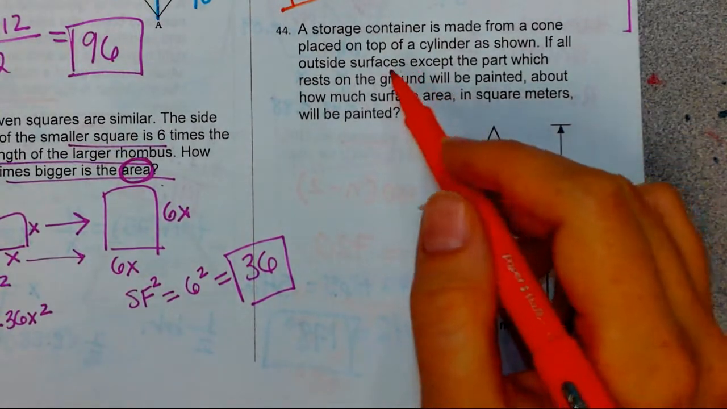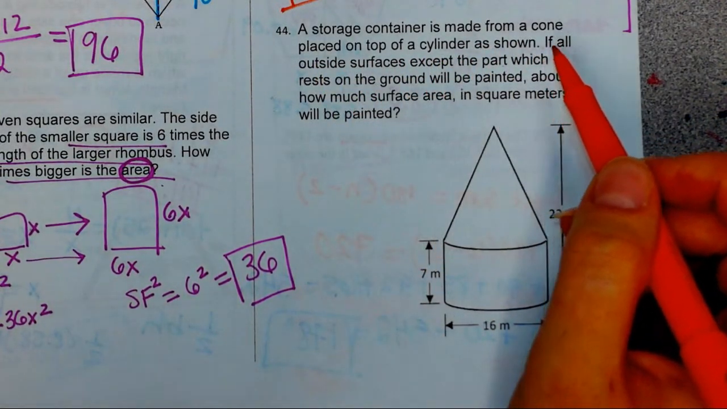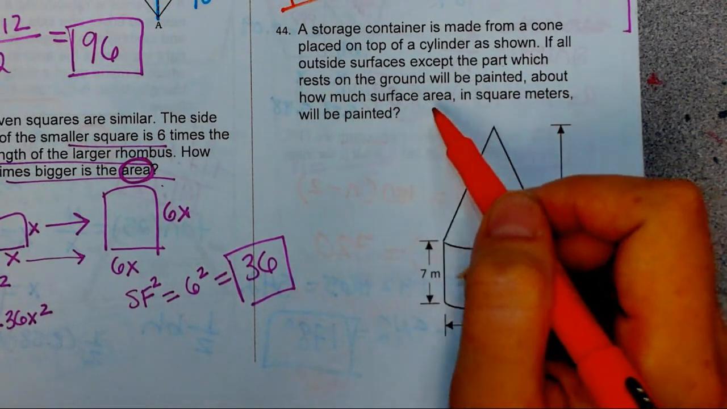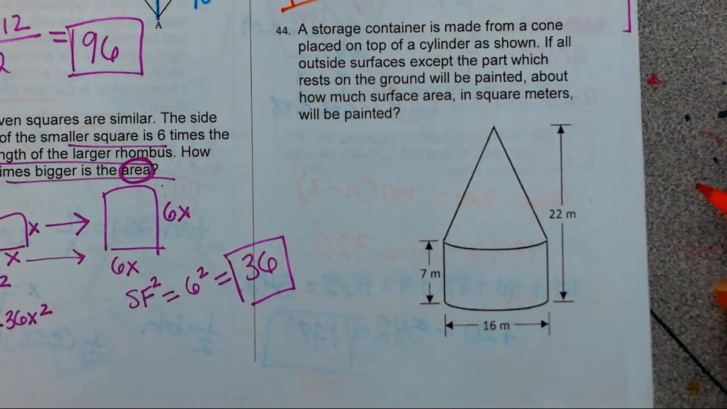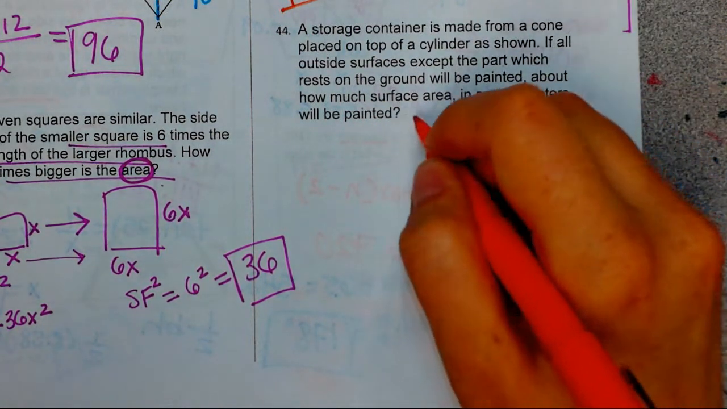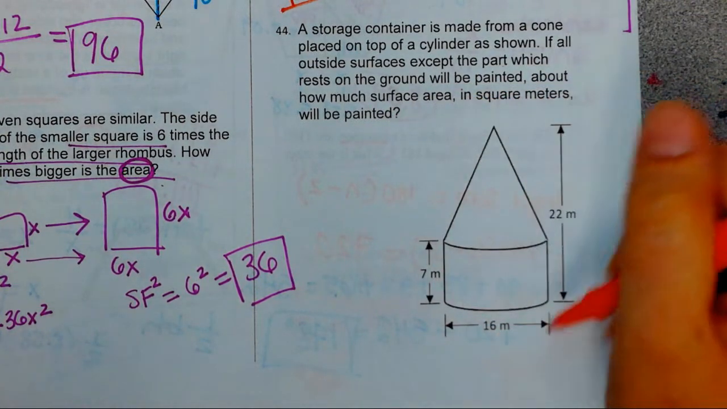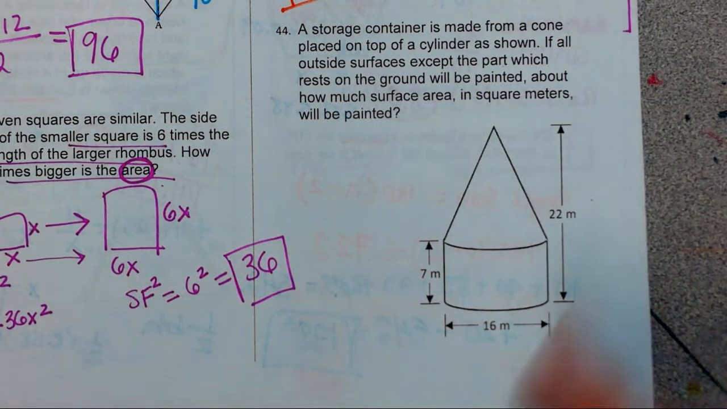Next, a storage container is made from a cone placed on top of a cylinder as shown. If all outside surfaces except the part which rests on the ground will be painted, about how much surface area in square meters will be painted? So essentially what this question is asking is it wants you to find the total lateral surface area for the composite figure.